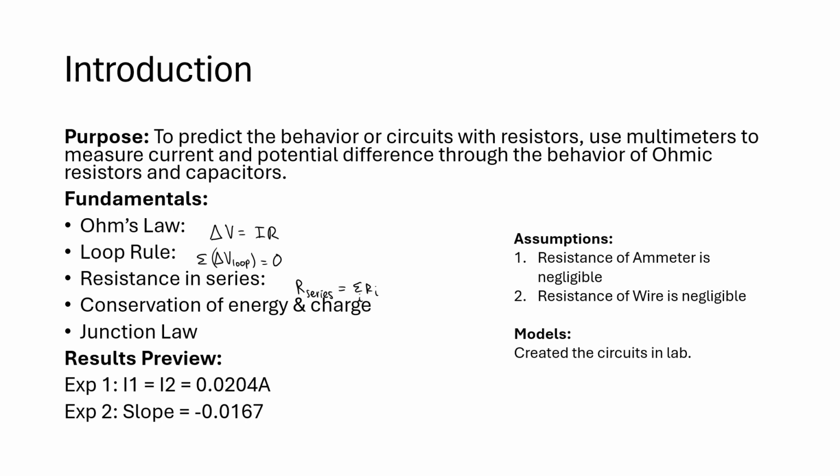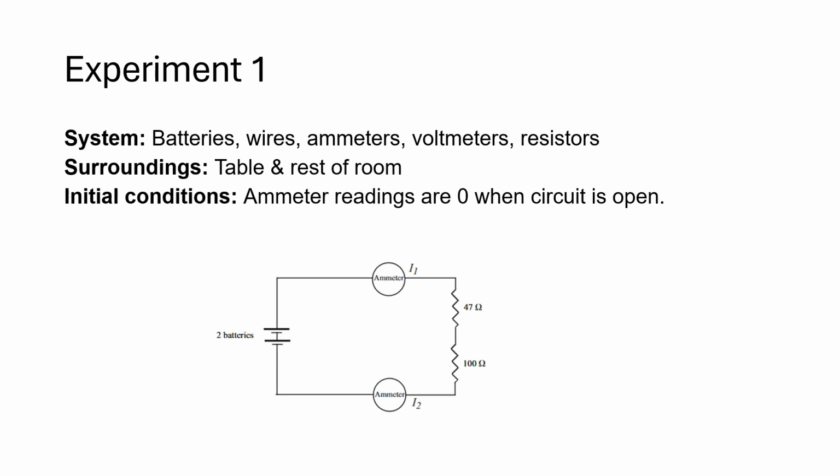And for the results preview, for experiment 1, I1 equals I2 equals 0.0204 amps, and for experiment 2, the slope was negative 0.0167. For experiment 1, my system I defined as the batteries, the wires, the ammeters, the voltmeters, and the resistors. My surroundings were the table and the rest of the room, and my initial conditions were that the ammeter readings were 0 when the circuit was open and not closed.